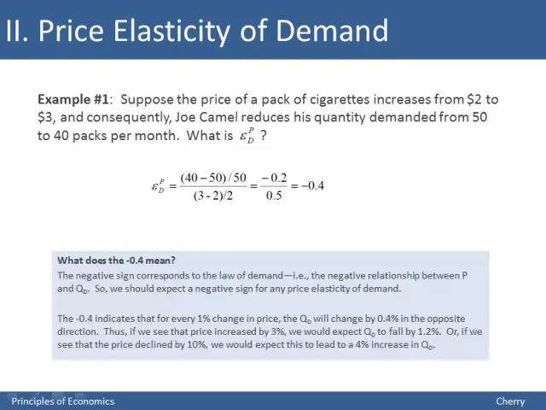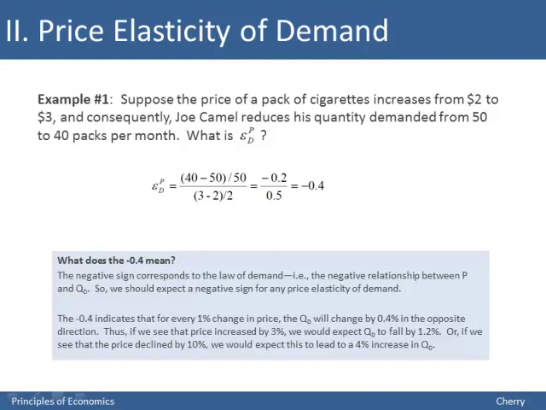So what does the 0.4 mean? All right, so as I said before, the negative sign corresponds with the law of demand, that negative relationship between price and quantity demanded. But the 0.4 indicates that for every 1% change in price, quantity demanded will change by 0.4% in the opposite direction. All right, so if the price goes up by 1%, quantity demanded is going to go down by 0.4%.